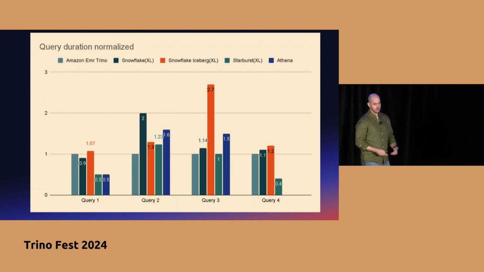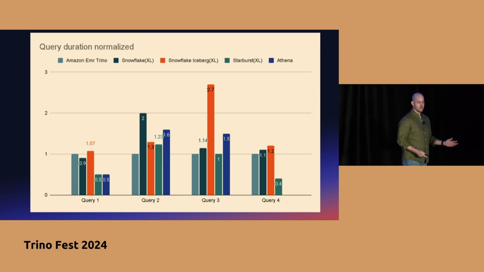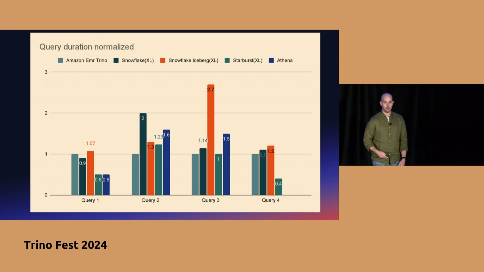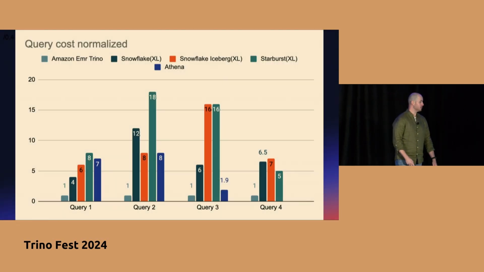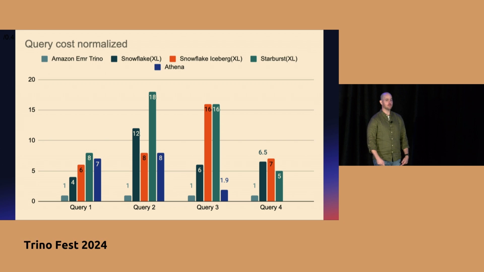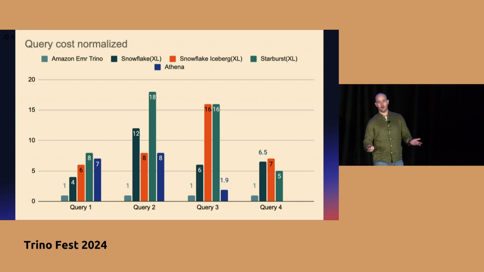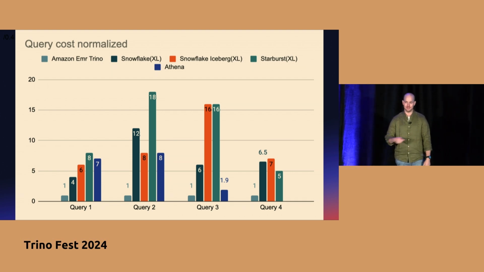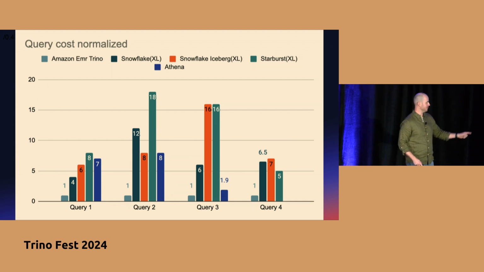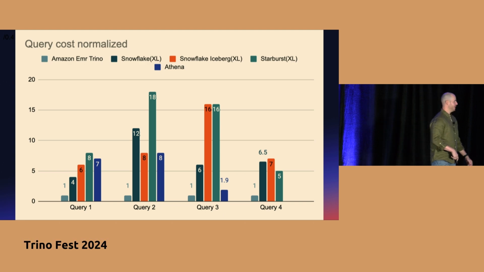Now you have query duration normalized, but what about query cost? Each query is different. Of course, running EMR and Trino is the cheapest in cost, but it doesn't normalize the cost you need to pay your engineers to maintain those clusters. So it would be a lot higher.